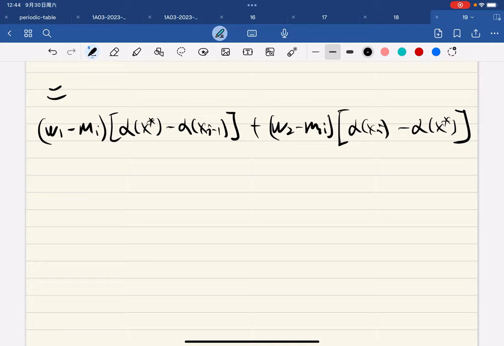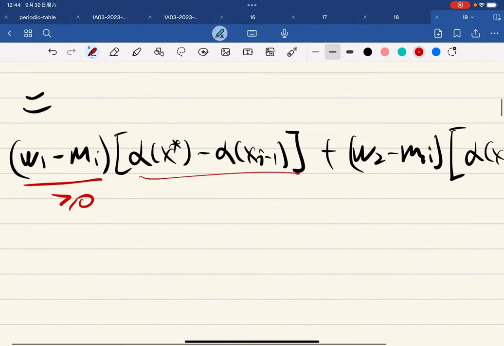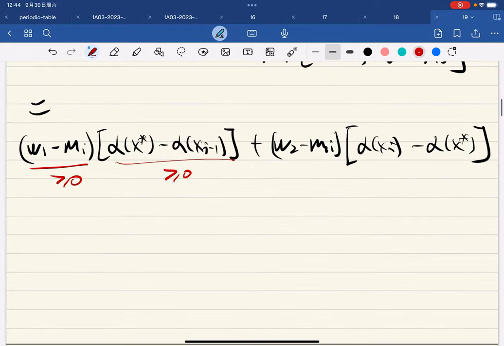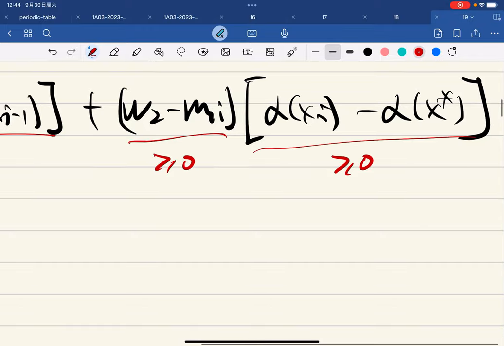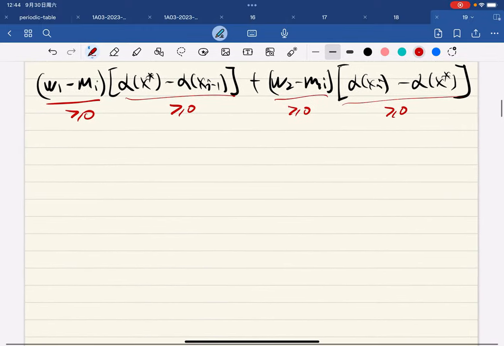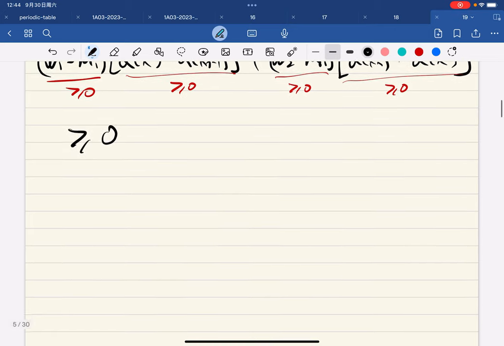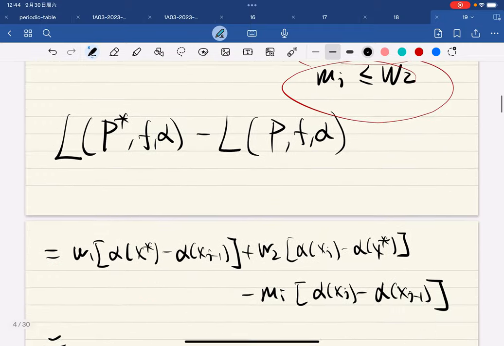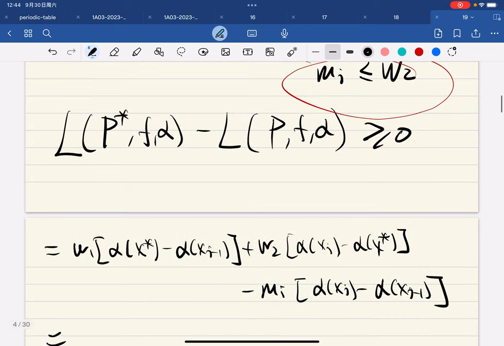Well, now we analyze. Okay, for this expression, we state it here, this is greater than or equal to zero. This is greater than or equal to zero because alpha is monotonically increasing. Again, this is greater than or equal to zero because alpha is monotonically increasing, which means that the entire thing is greater than or equal to zero. So this is greater than zero, right?